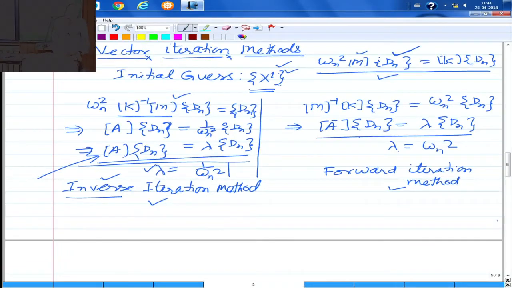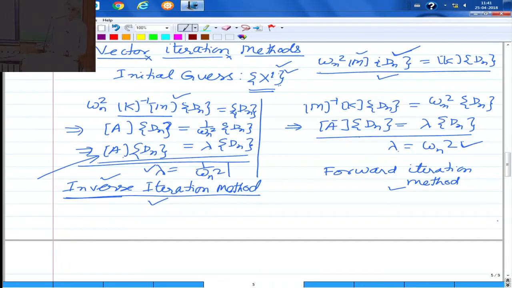Since in this case the largest lambda corresponds to the smallest omega n, if you want the smallest value of omega n, you use the inverse iteration method. If you want the largest value of omega n, which is not important in structural dynamics, but might be important, for example, to decide delta t in explicit integration techniques, then you might use the forward iteration method.